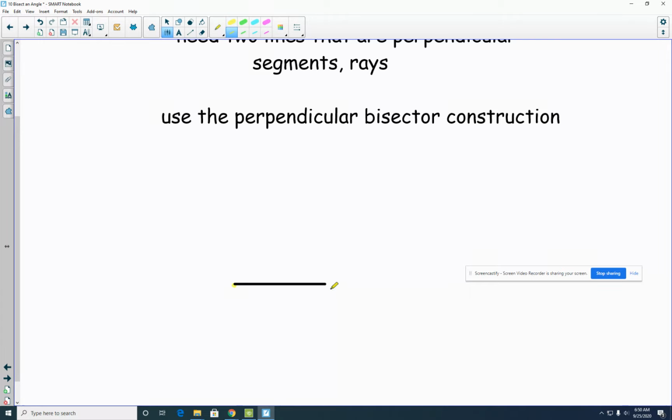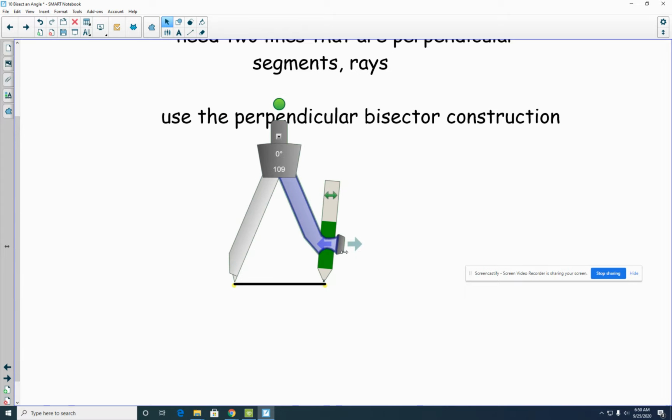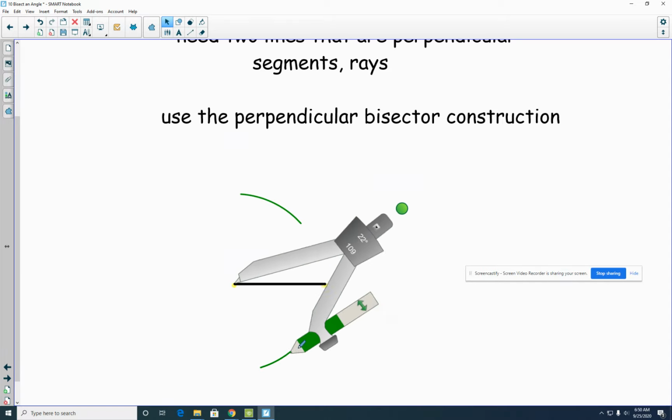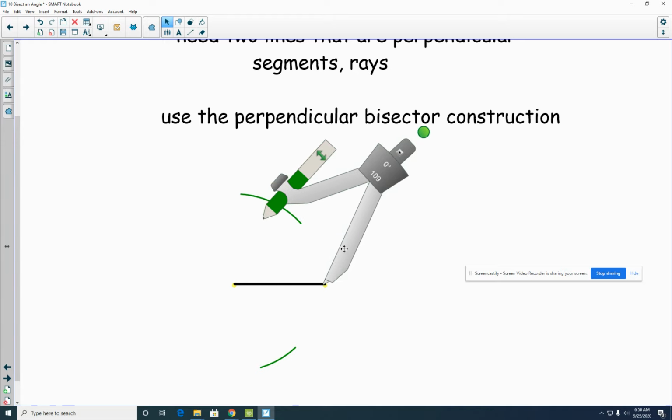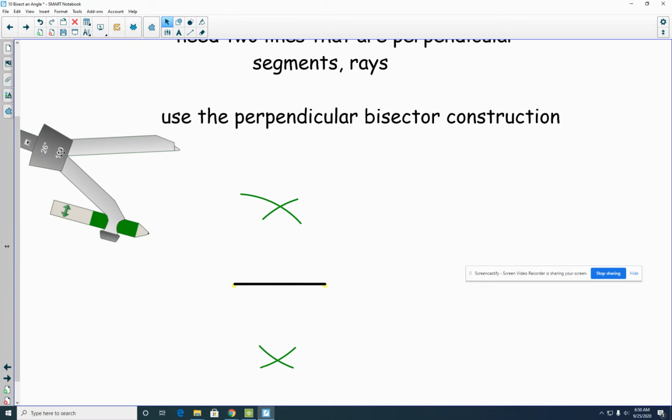So I have an endpoint here, an endpoint here. If I do the perpendicular bisector construction now: arc above, arc below, flip it around, arc above, arc below, connect. Okay, so I just constructed a 90-degree angle, right? So right in this little corner here, 90 degrees. Now I have to bisect it.